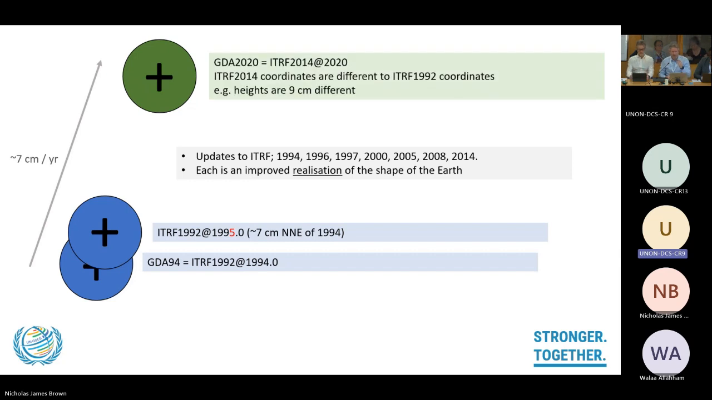And importantly, as I'll keep mentioning this, there was a big change in the heights between ITRF 1992 and ITRF 2014. As I mentioned, we continued to improve how good our determination of the Earth was. So we were seeing an improvement in our height system in Australia as well.